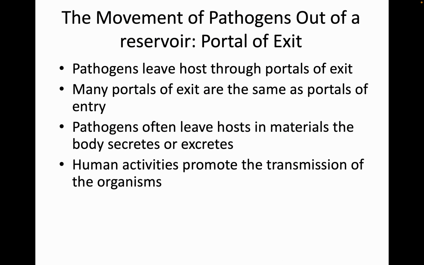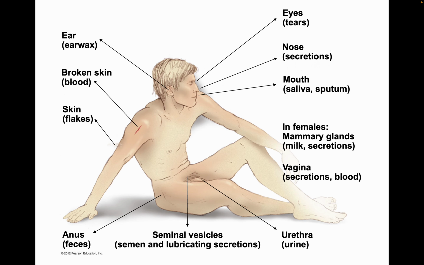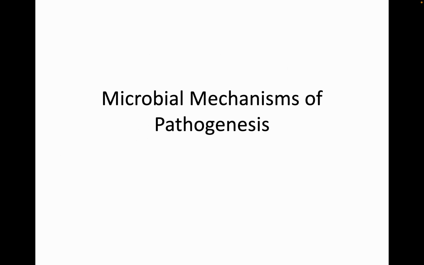All right, how is it that pathogens move out of a reservoir? We term this a portal of exit. Pathogens leave hosts through portals of exit, and many portals of exit are the same as the portals of entry. Pathogens often leave hosts in material the body secretes or excretes, and human activities promote the transmission of the organism. So some of these possible portals of exit are their blood, skin, mouth, nose, ears, eyes, and different bodily secretions.